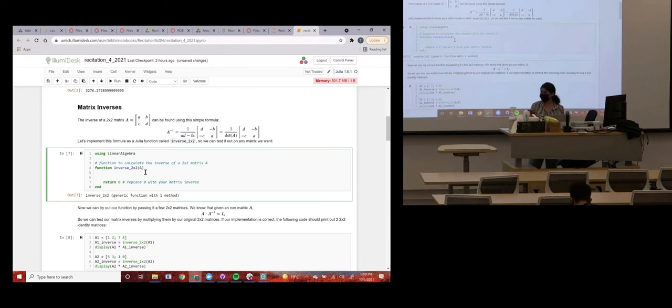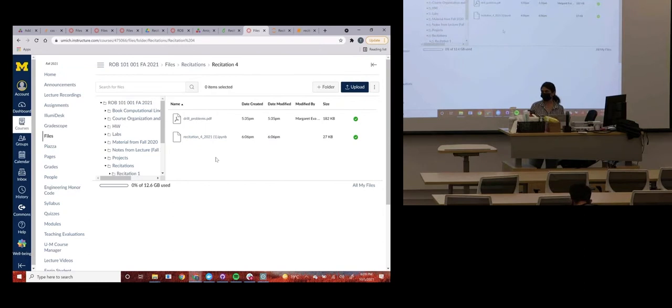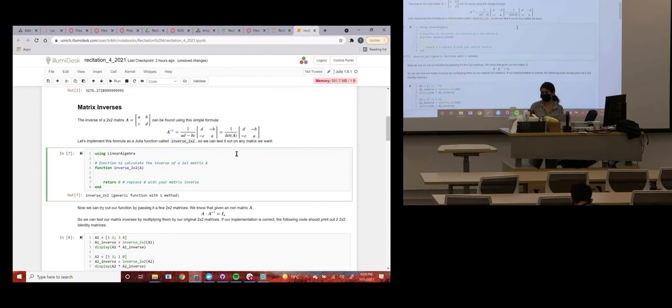Can we access the recitation? It's in the files. I didn't make it an assignment because it's usually like a shorter notebook. It doesn't make sense.